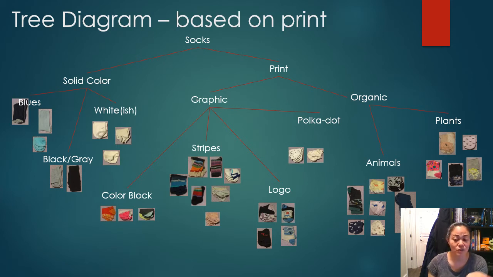I could go even further, like this animal category. I could break up into birds, insects, monkeys. I've got a couple different socks with monkeys on them. And so you can see how detailed you could go with a tree diagram, all the way to where each sock is in its own little separate category.